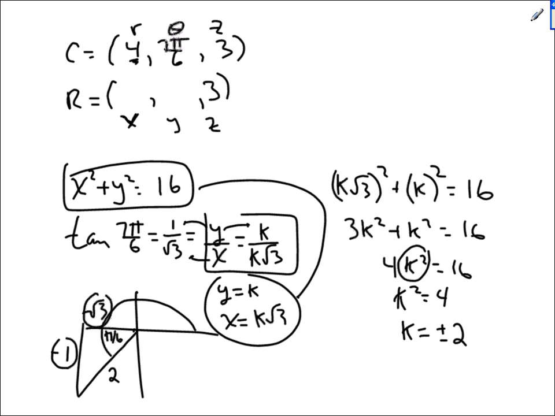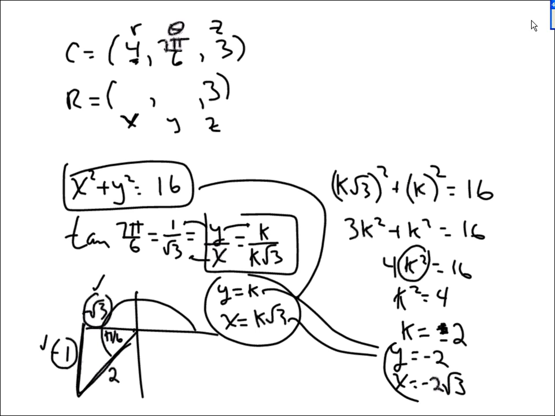Now, you have to think, if the angle is in quadrant 3, x and y both must be negative. So we reject the positive. K is negative 2. So rewriting these, y is equal to k, and x is equal to k square root of 3. So now I have x and y. Negative 2 square root of 3 and negative 2.